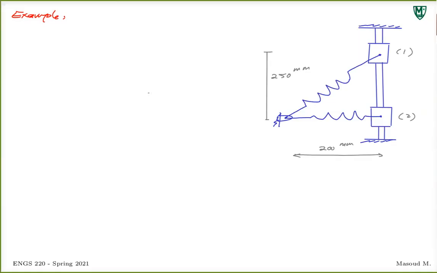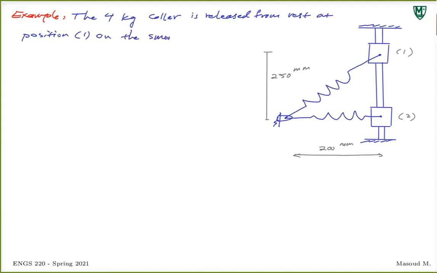So we have a collar. Let me write the problem statement. The 4 kilogram collar is released from rest at position 1. Let's just add this to make sure it's on a smooth bar, meaning don't worry about friction at this point.